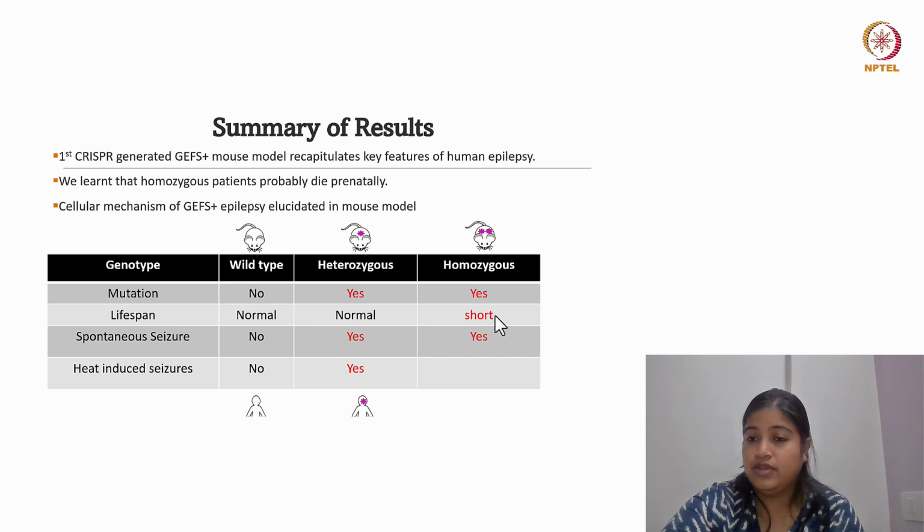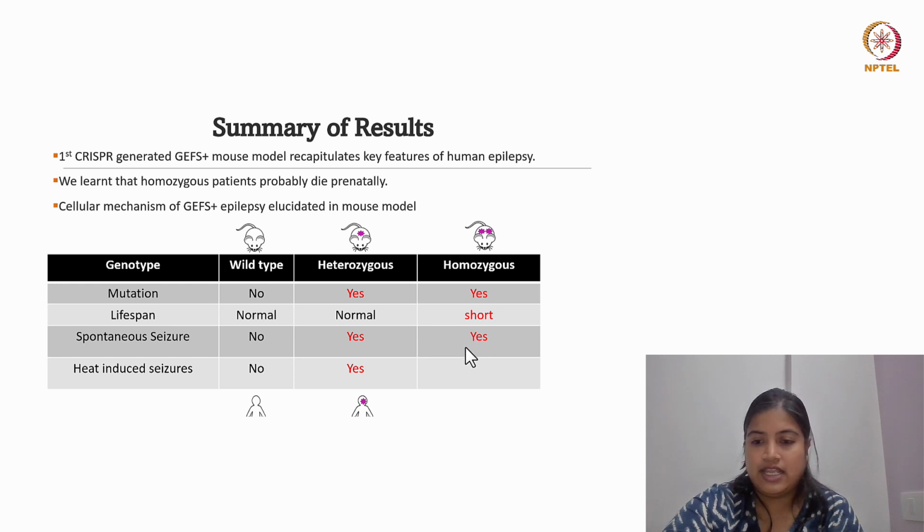Homozygous mice, we do not have a human counterpart. It has the mutation, it has two copies of the mutation, it has a shortened lifespan, and it undergoes spontaneous seizures very early on in life.